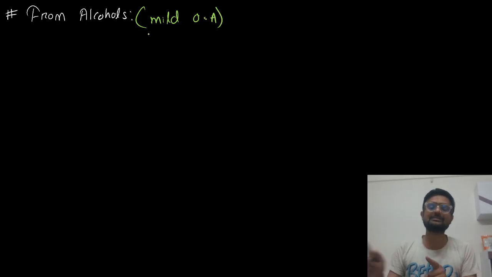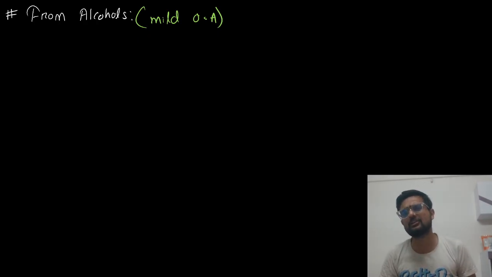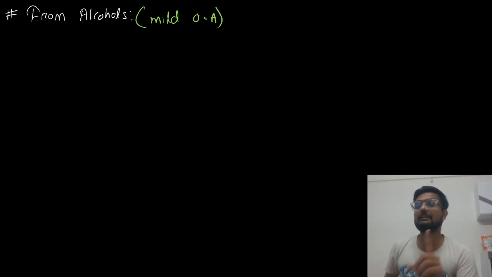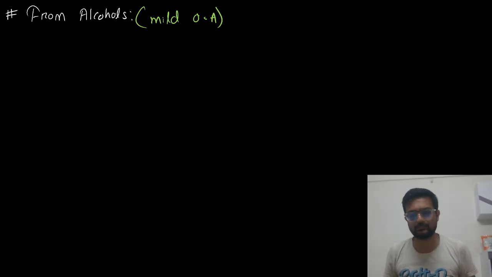So if I do the reaction with a mild oxidizing agent, it always gives you the corresponding aldehyde or ketone based on the degree of alcohol. If it is a primary alcohol, then aldehyde. If it is a secondary alcohol, then ketones. Perfect. Now, if you remember, we have learned about a few mild oxidizing agents also.